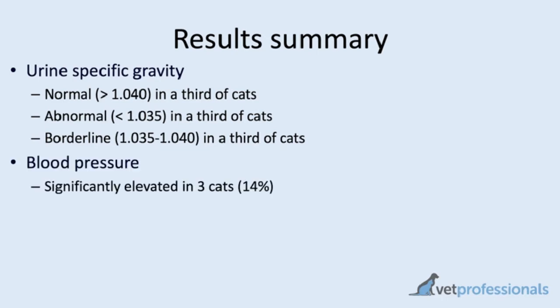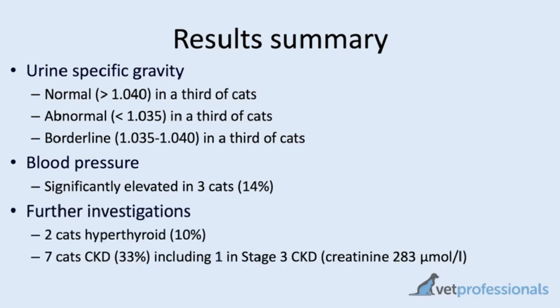Blood pressure was significantly elevated, systemic hypertension confirmed in 14% of our control population. And on our blood tests, we found 10% of our control cats were hypothyroid, and about a third of our cats had chronic kidney disease. Most of those cats were in IRIS stage 2, but one of the cats, as you can see, was in IRIS stage 3, creatinine 283.